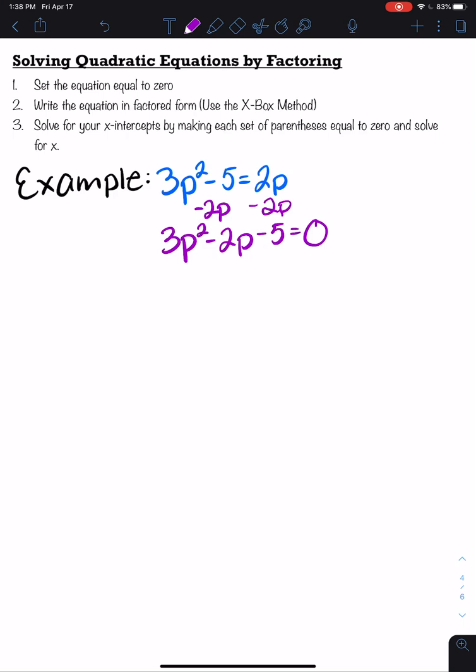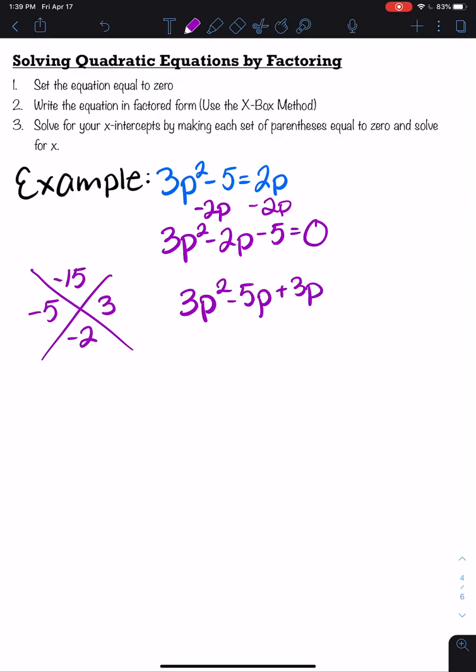Okay. Now that it's equal to 0, I can do my x box, where I have 3 times negative 5 at the top, so negative 15, and negative 2 at the bottom. This should look a little familiar. So these two factors are negative 5 and positive 3. So rewrite your a term, replace b with negative 5p plus 3p, minus 5 equals 0. Group your first two terms and your last two terms together.